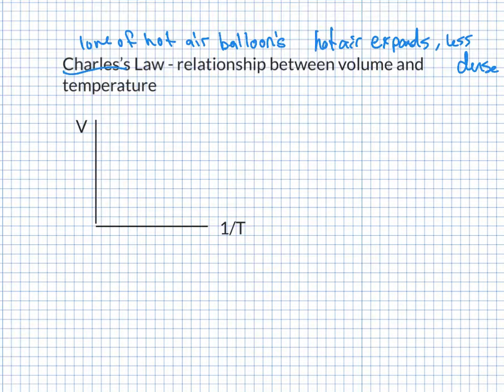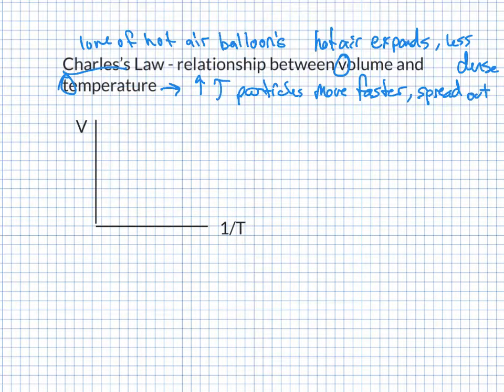Now, why does that work? Well, because we have this relationship between volume and temperature. So what does temperature actually do to gas particles? Well, when you increase the temperature of gas particles, so if you increase temp, the particles move faster. And if the particles are moving faster, that means they're going to spread out. And spreading out is basically the definition of taking more volume.